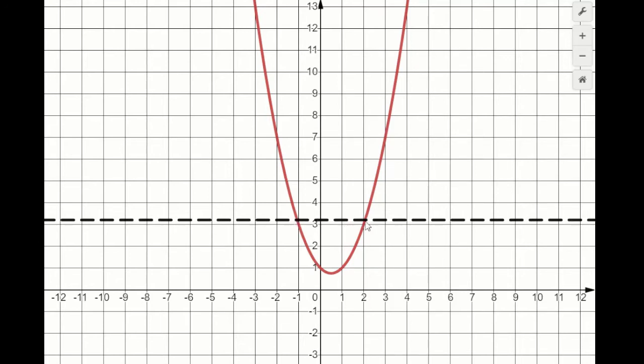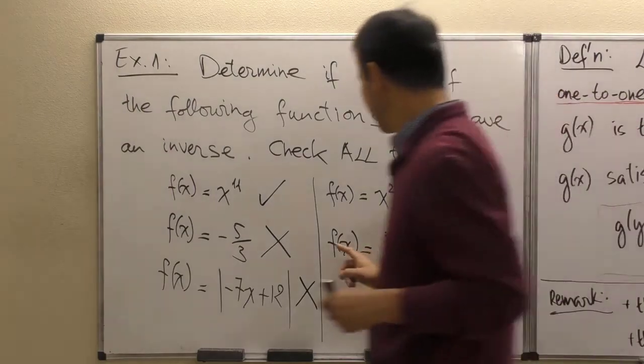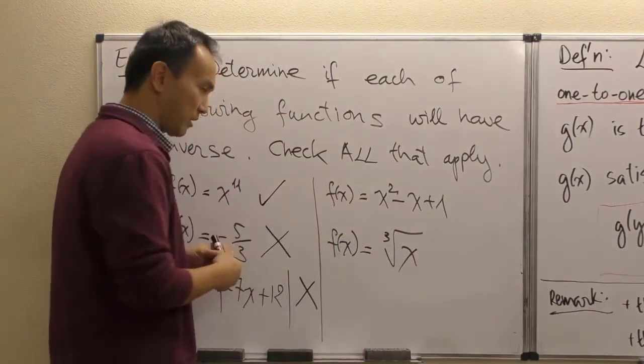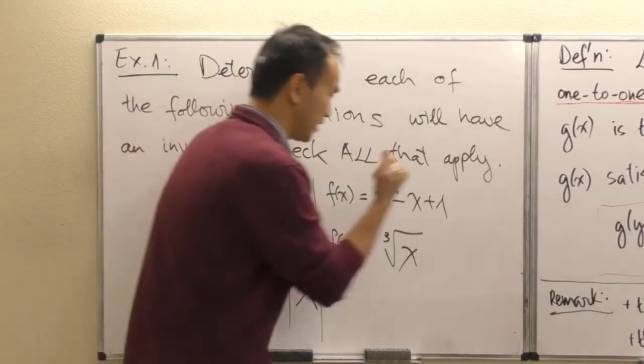Say right here in this picture, we already have that. As a matter of fact, looking at the horizontal grid lines right here, any of these grid lines crosses the graph at 2 points, at more than 1 point. So now it's clear that this function, x squared minus x plus 1, is not one-to-one. Failing to be one-to-one means this function will also fail to have an inverse. It won't have an inverse.